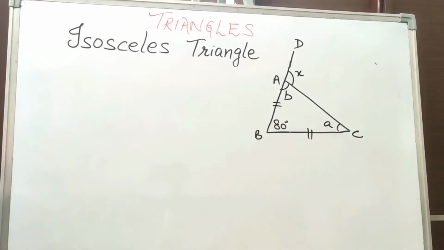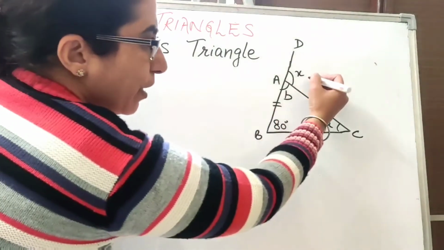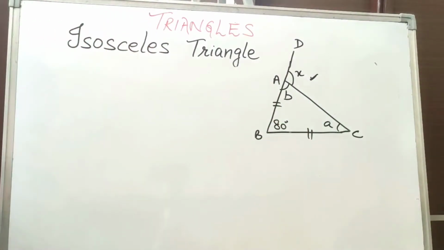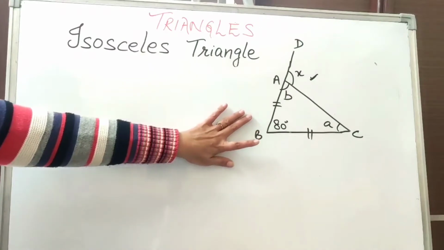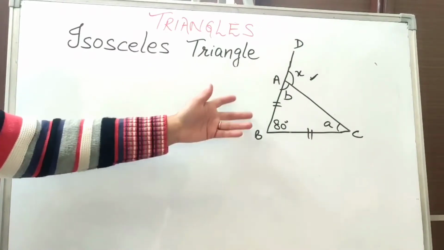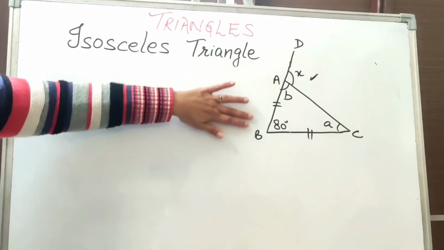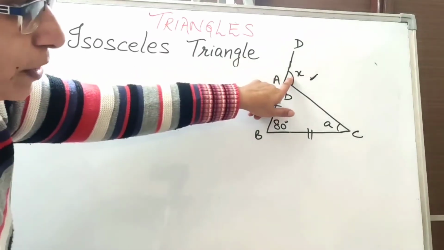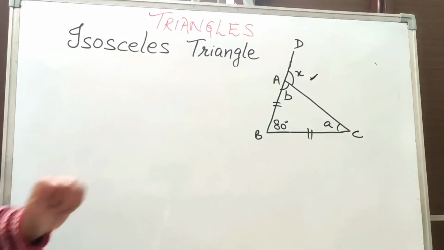Now in this question, this triangle is given, and in this triangle you can see one exterior angle is also given. This X is the exterior angle of this triangle ABC. And we know what an exterior angle is: when we produce any side, then the angle formed is known as the exterior angle of that triangle.